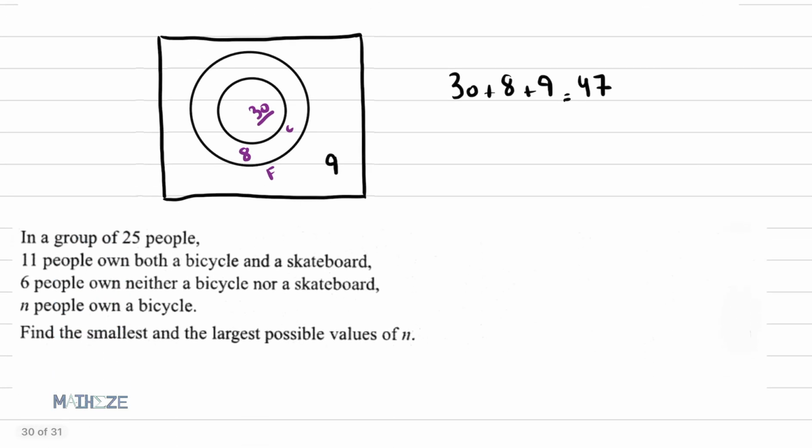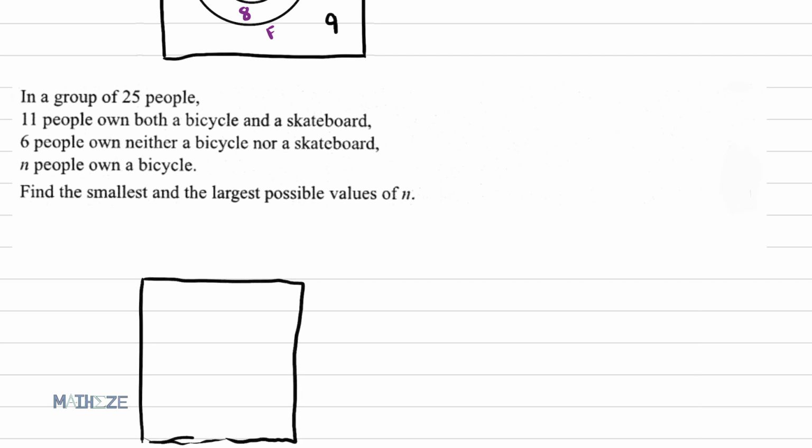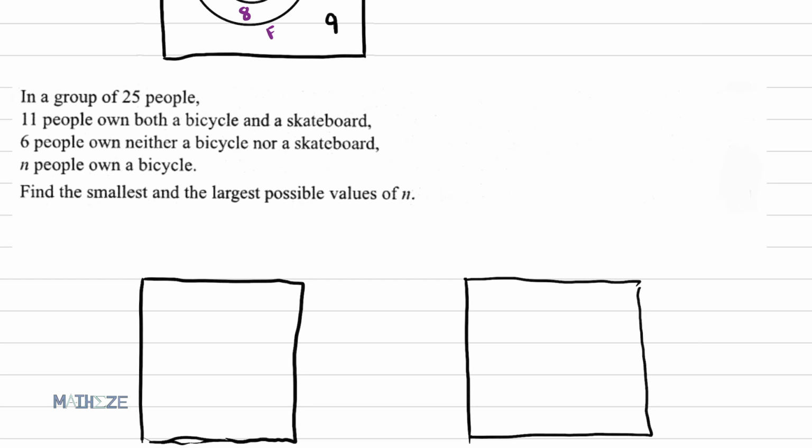Now, let's do one more example. It says in a group of 25 people, 11 people own a bicycle and a skateboard, and 6 people own neither a bicycle nor a skateboard. N people own a bicycle. As I'm making two Venn diagrams, I'm going to tell you why. I told you, if it's not both events or both events, you need to make a subset. So I'm done making a subset.